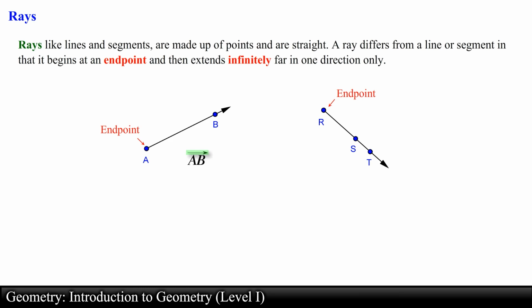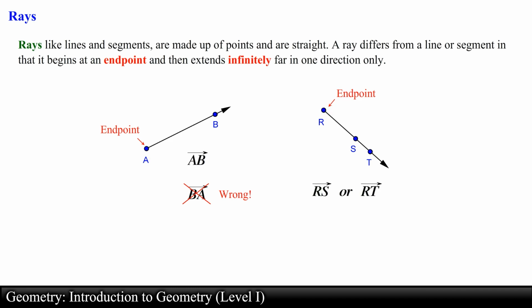Notice that we add a ray on top going from left to right. This is the appropriate way to denote rays. It would be completely wrong to denote the ray as ray BA. Remember, we want to start with the endpoint first. The ray on the right can be called ray RS or ray RT. As long as the endpoint is given first, any other point on the ray can be used to denote the ray.